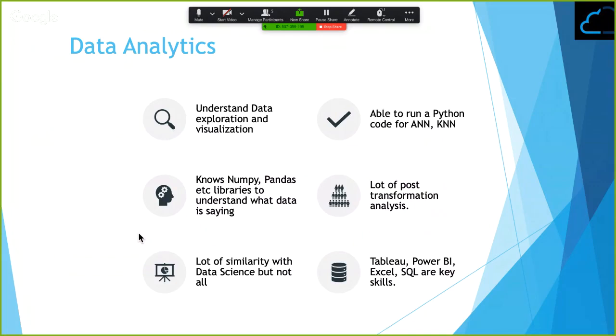So there is a lot of similarity to data scientists, but not everything. You should be able to run code, of course, but you don't necessarily have to develop the code. The code might be written by someone else. There is a lot of post-transformation analysis. Typical tools are Tableau, Power BI, Excel, SQL, and a lot of others. People are also using Python to augment their skills. If you know a little bit of data analytics and you have some Python understanding, it is a very good skill right now. This is one of the hottest skills. Data scientist and data engineering are a very small part of the jobs. The majority of people are doing this.